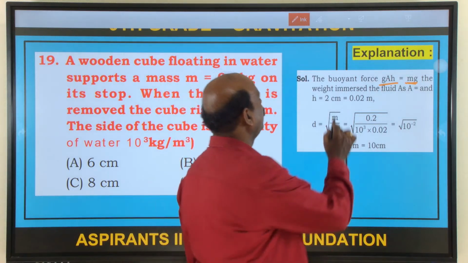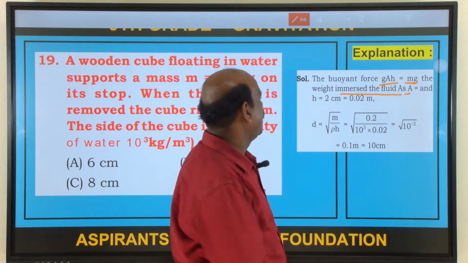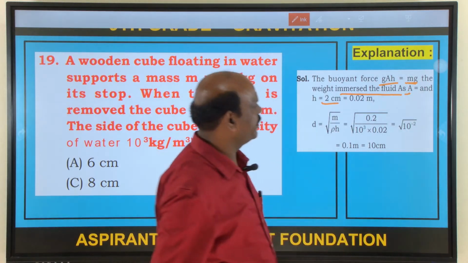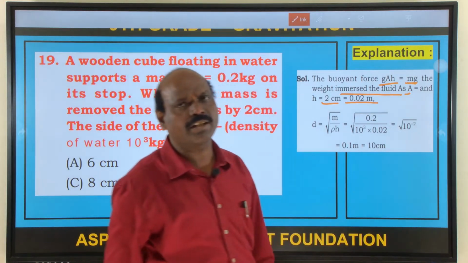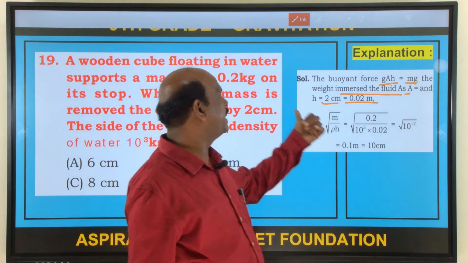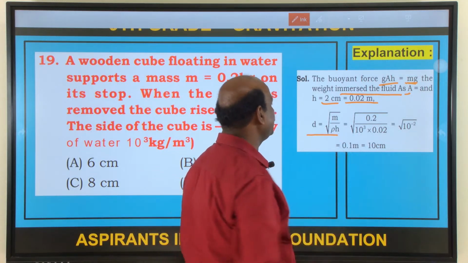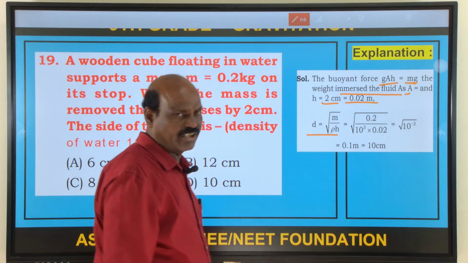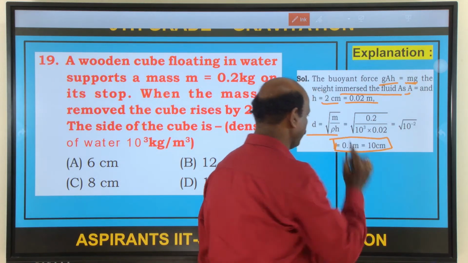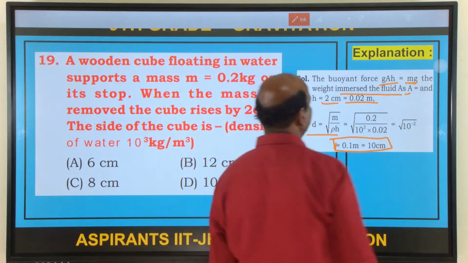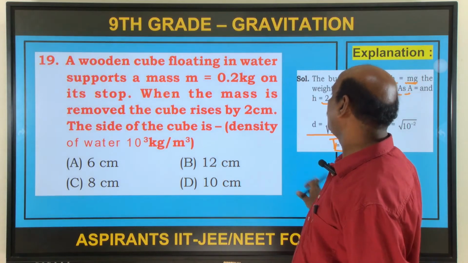So here, immersed in fluid, h is 2 centimeters, which converted to meters is 0.02 meters. By taking the formula a is equal to under root of m by rho h, we get the answer 0.1 meters, which is equal to 10 centimeters. So the side of the cube is 10 centimeters.